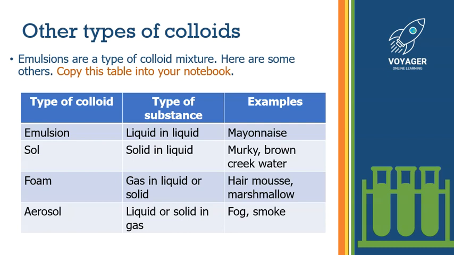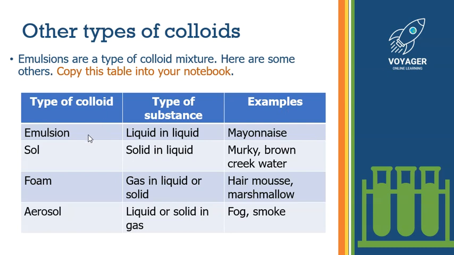Now, there are several other types of colloids which we're going to look at now. So emulsions are a type of colloid mixture, but there are some other examples. So I'd like you to pause the video in a moment so you can copy this table into your notebook. But let's just go through the table first. In the column on the left, we've got the type of colloid listed. In the middle column, we've got the type of substance that it's suspended in. And then you've got some examples of colloid mixtures.